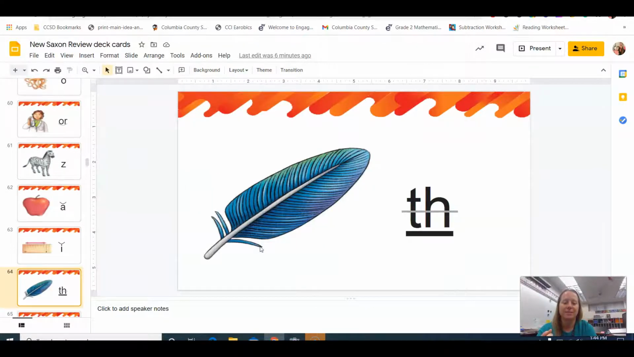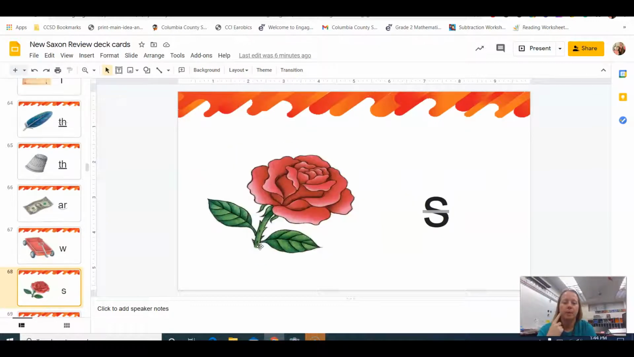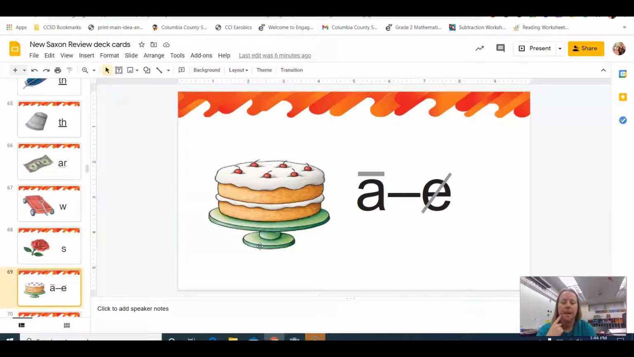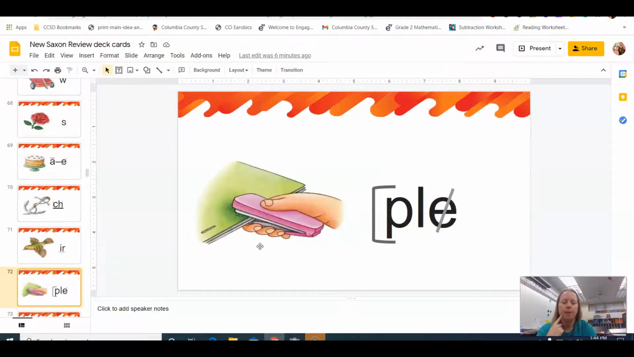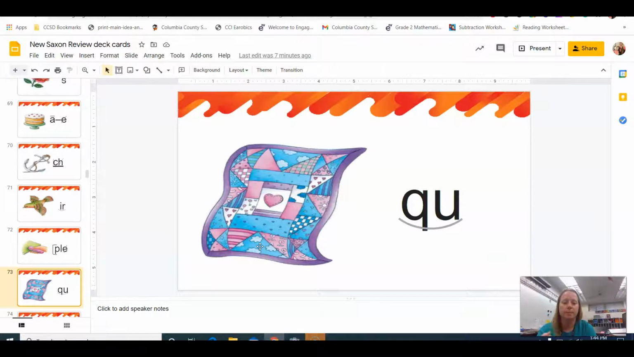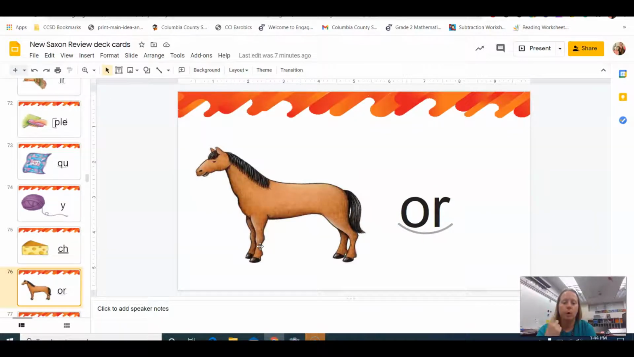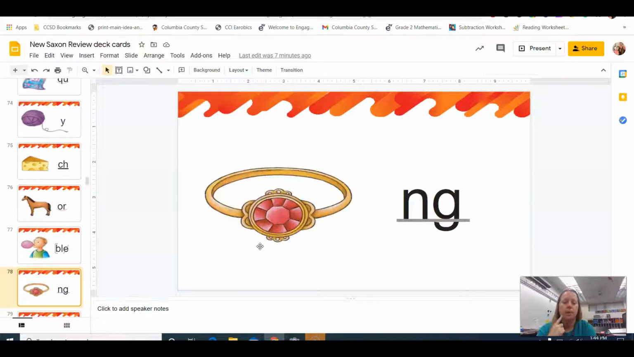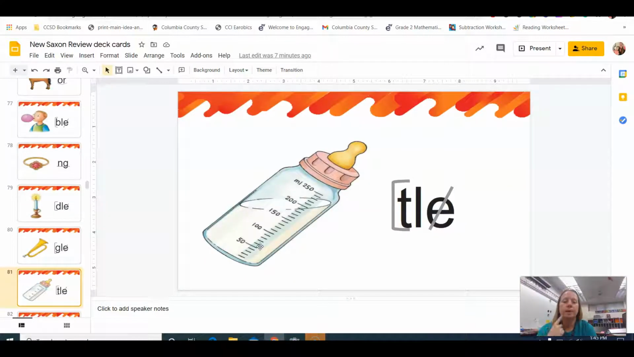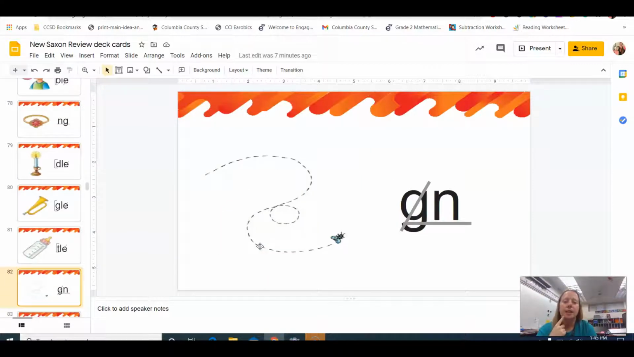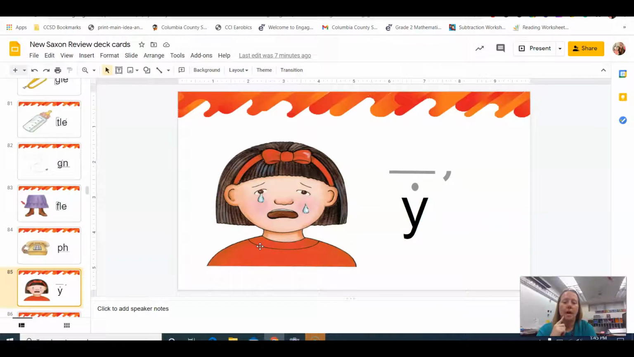Feather, th. Thimble, th. Dollar, d. Wagon, w. Rose, z. Cake, a. Anchor, k. Bird, er. Staple, pull. Quilt, qu. Yarn, y. Cheese, ch. Horse, or. Bubble, bull. Ring, ng. Candle, dull. Bugle, gull. Bottle, tull. Gnat, n. Ruffle, full. Phone, f. Cry, i.